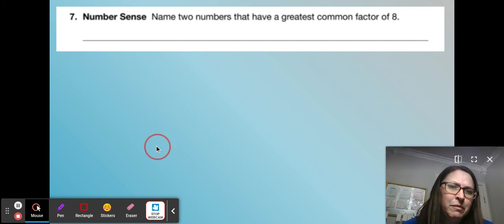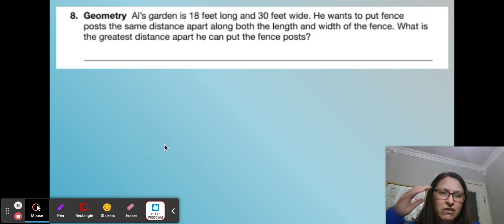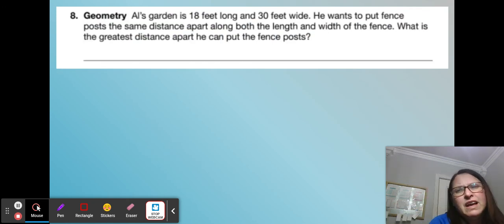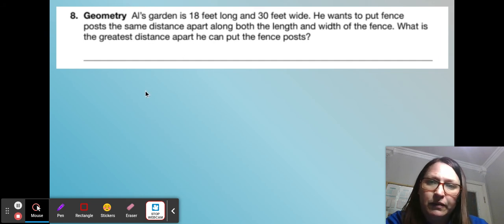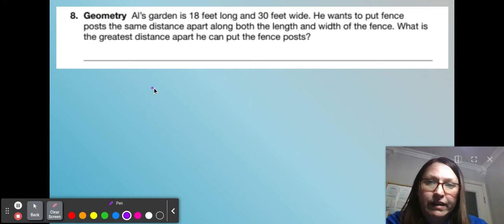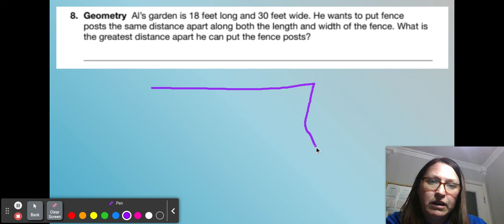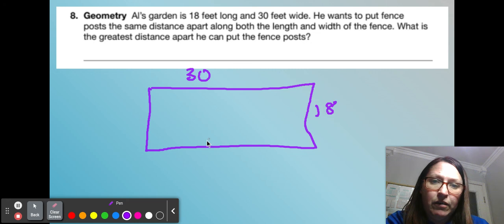Let's look at one more problem, and this one is more of a real life scenario. It says Al's garden is 18 feet long and 30 feet wide. He wants to put fence posts the same distance apart along the length and width of the fence. What is the greatest distance apart he can put fence posts? So I'm going to draw it right here. Here's 30 feet wide and 18 feet long.